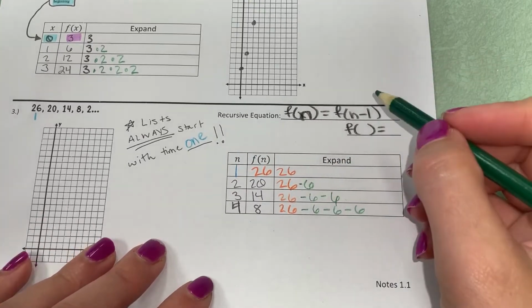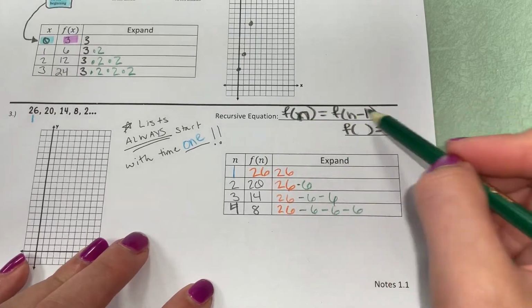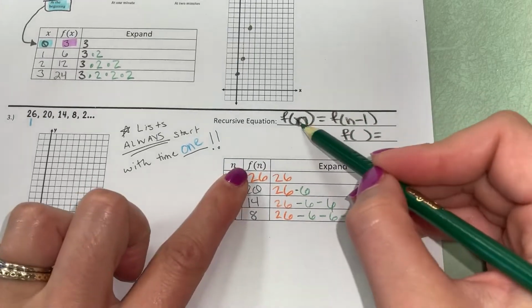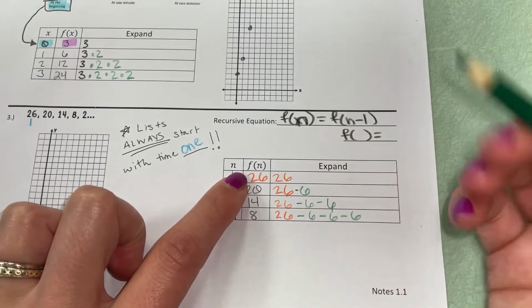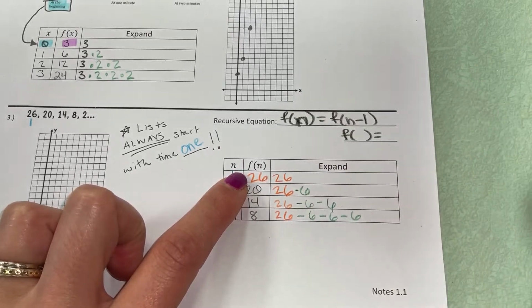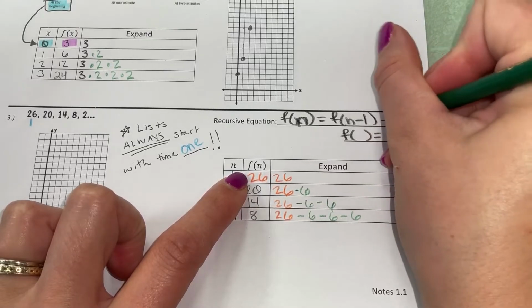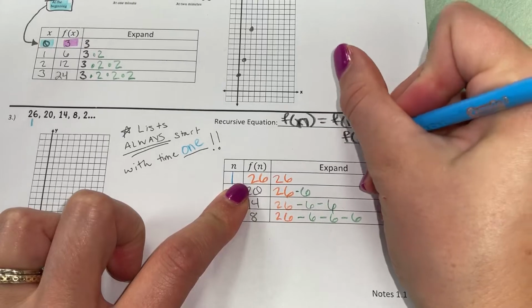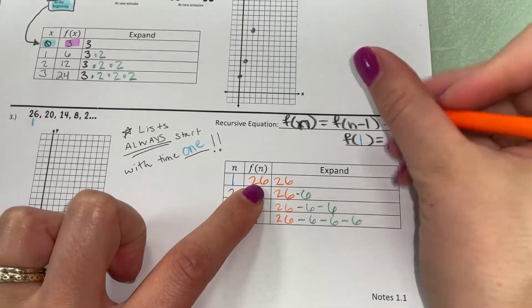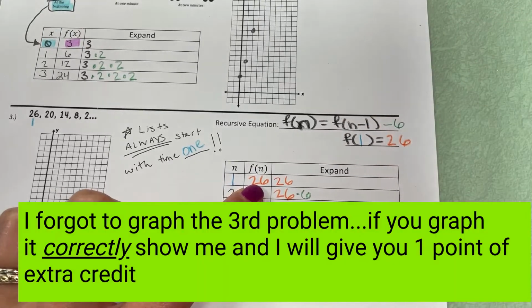So when I look at my recursive, again, it's always gonna start with this formatting. This time we're using n's. If you ever flip-flop between an n and an x by mistake, okay, but as long as your formatting is good, I'm good. So I'm gonna subtract that 6 because that was my common difference. I started with time 1, so I have f of 1 equals, and then my start number, 26.